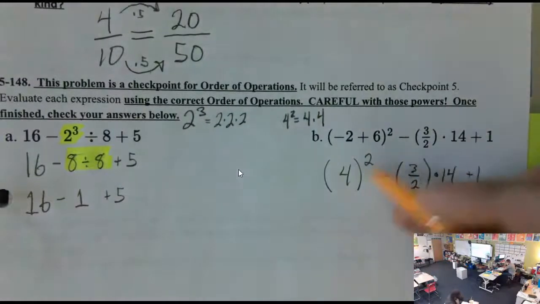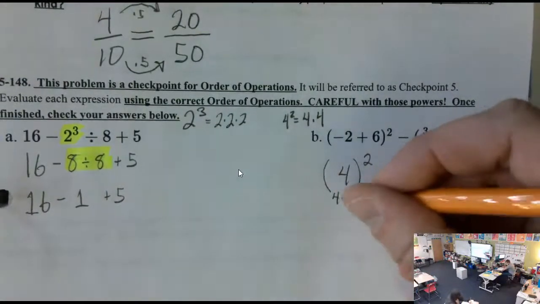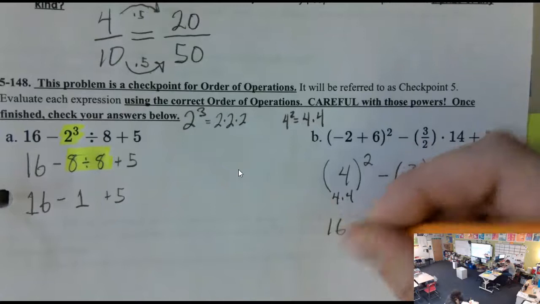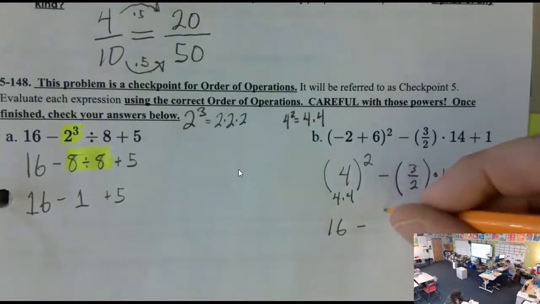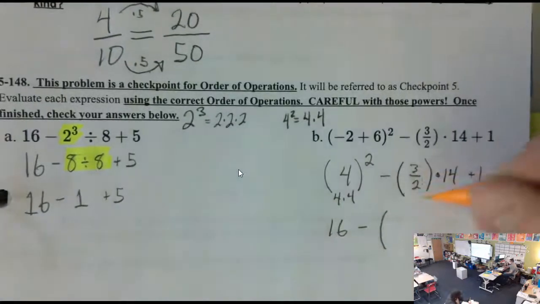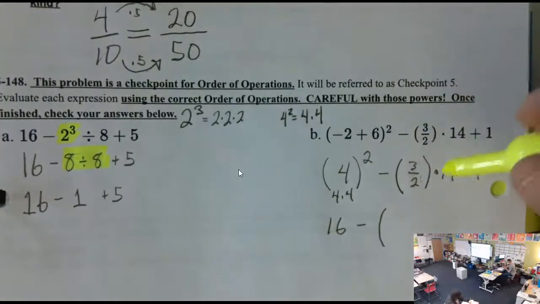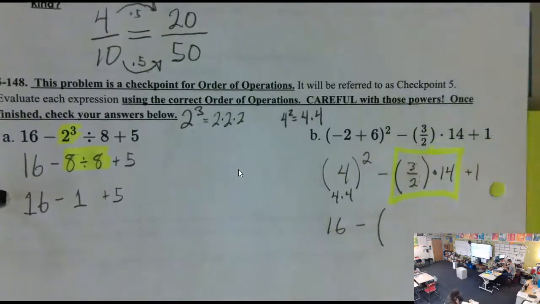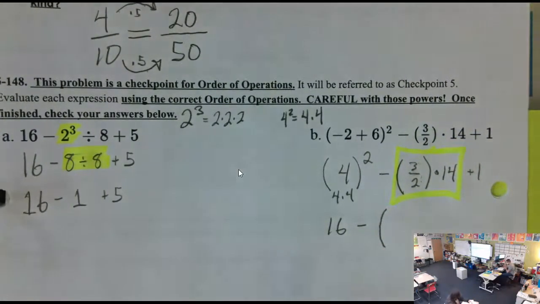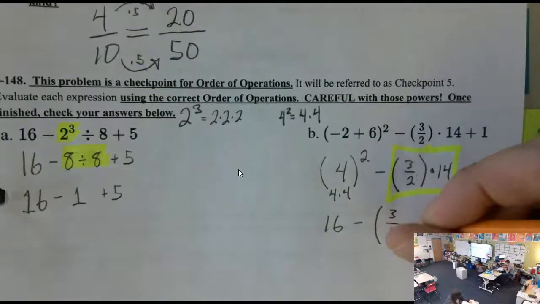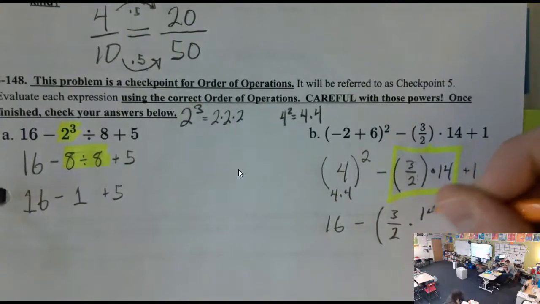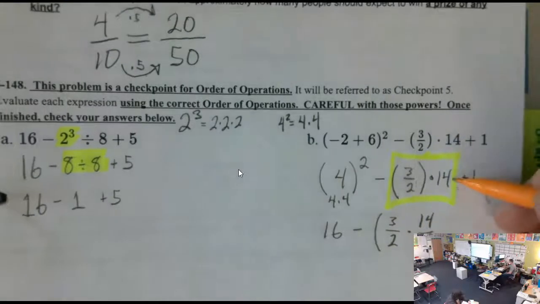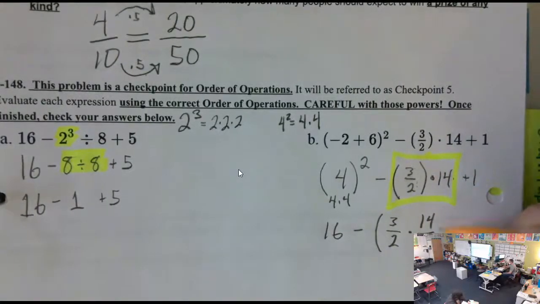So what's 4 times 4? 16. I'm going to make a little note here in between. So 16 minus... Now guys, we talked about this yesterday, but I want to talk about it again. This multiplication, I'm going to write as 3 halves times 14 over 1. Because 14 I can make into a fraction by putting it over 1.